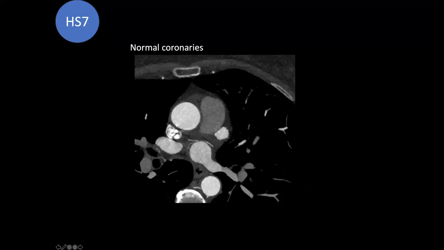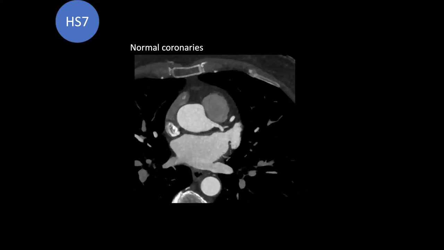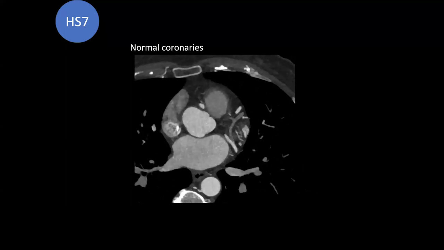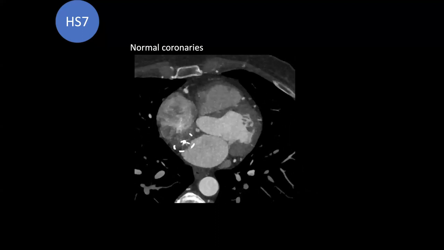But then she did have a coronary CT angiogram. I'm going to play this for you, Aldo. Yes. So we see here that the left main bifurcates, and pretty normal looking vessels on the left and on the right.